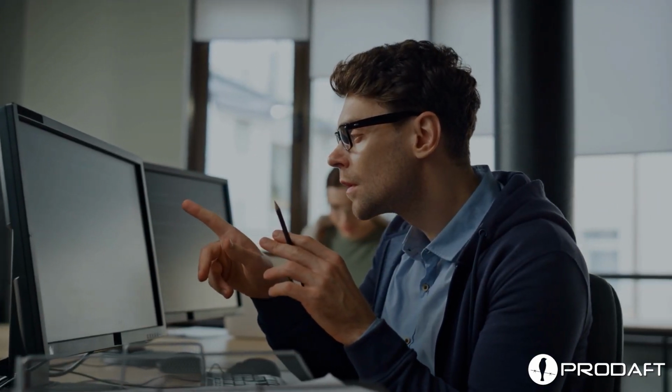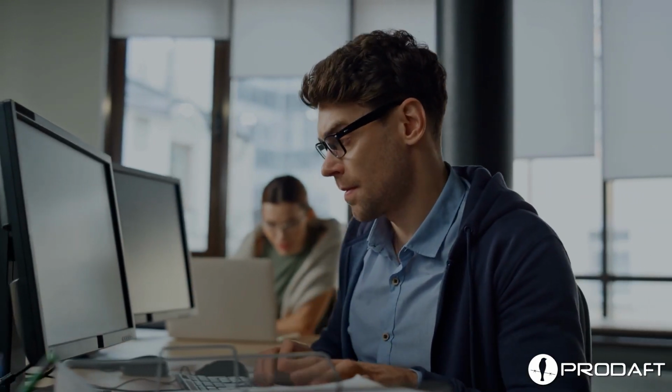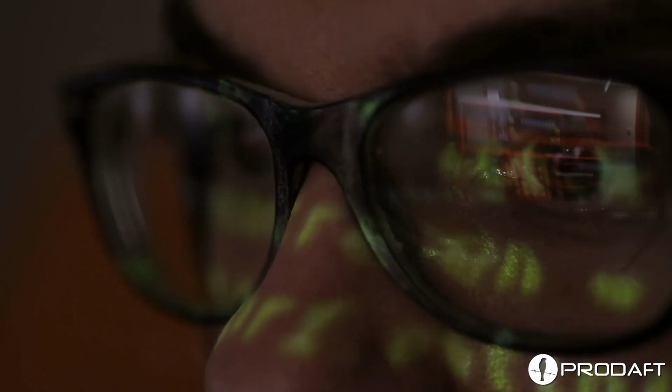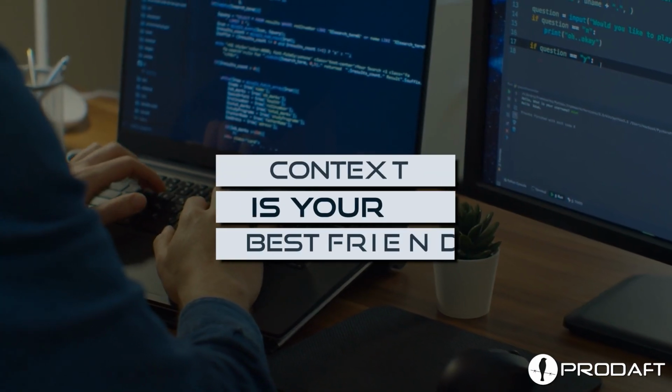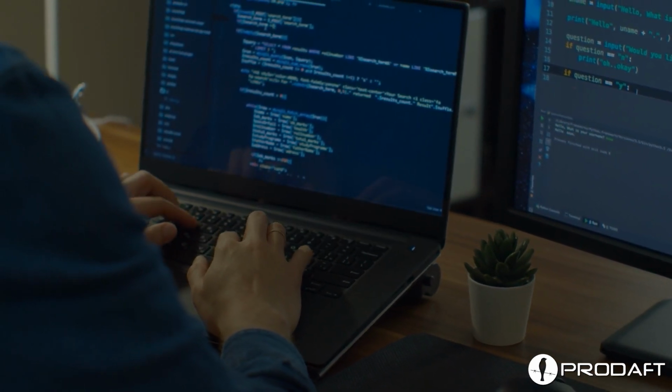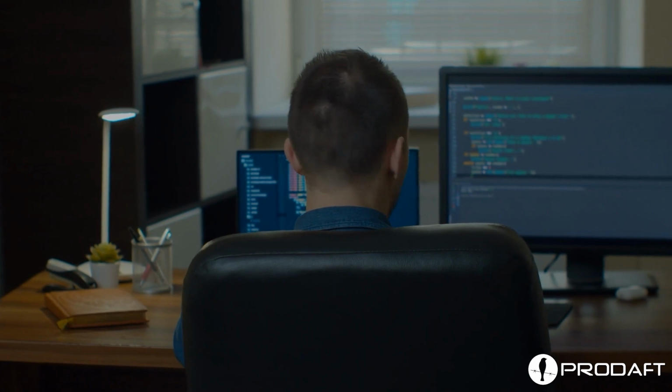These are not aha moments. They're better described as "that's odd" moments. Here's what you should do when you notice them. Context is your best friend. This context is one of the most important tools incident responders have in their arsenal.